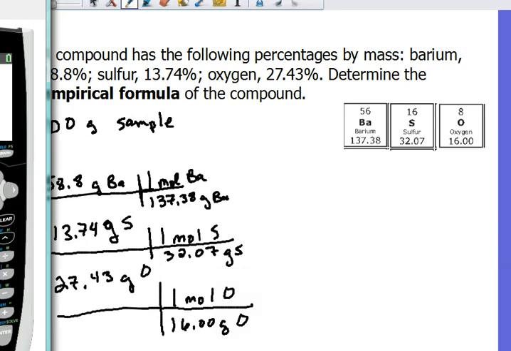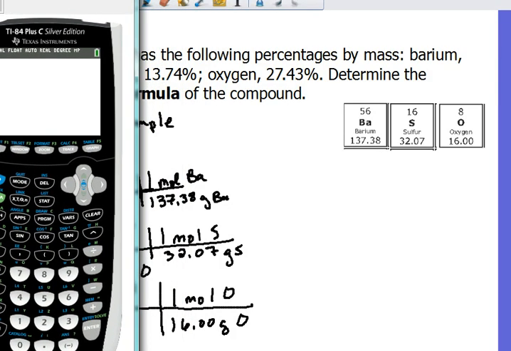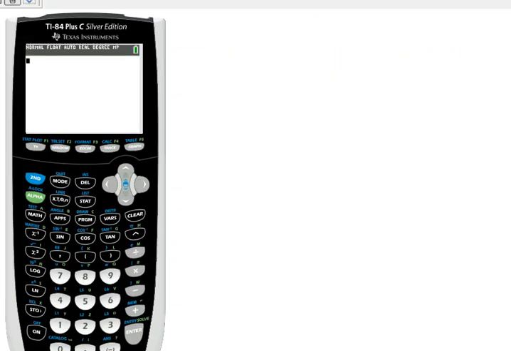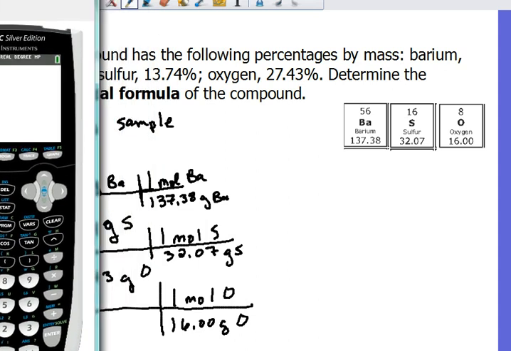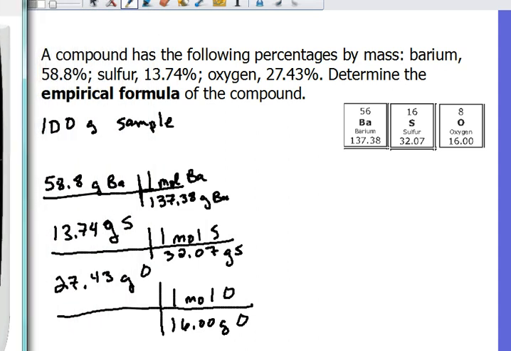So I'm going to bring in my calculator here so you can see. I'm going to be typing into a calculator to get a few decimal places in there. So I'll start out with my 58.8 and divide that by the molar mass of barium.